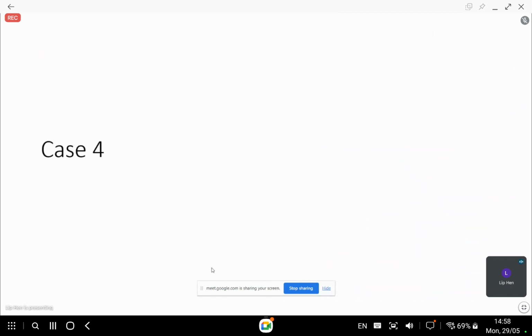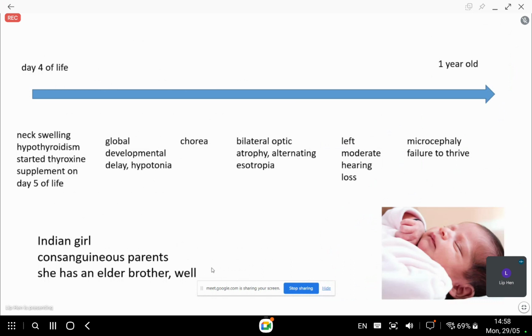All right, the last case. This Indian baby's parents are consanguineous. She has an elder brother who is healthy. She was born at term, very well, no problem. On day 4 of life, the mom noted that she had a neck swelling, and subsequently she was warded in the neonatal ward, found to have hypothyroidism, and started on thyroxine supplement on day 5 of life. She was discharged well and followed up in the pediatric clinic.